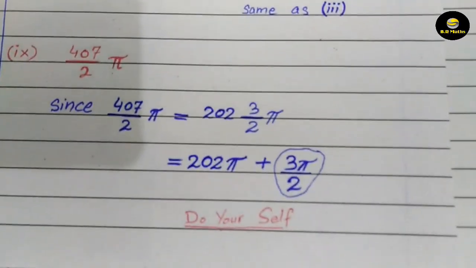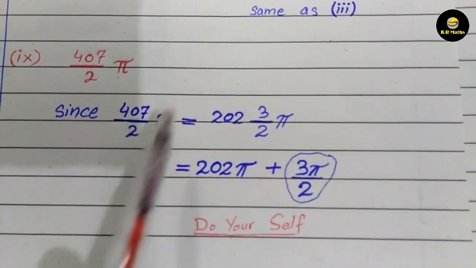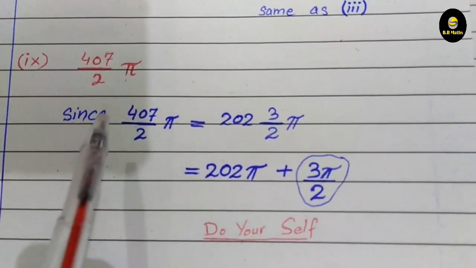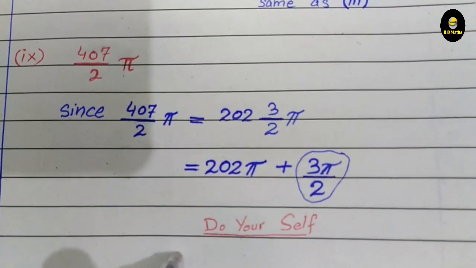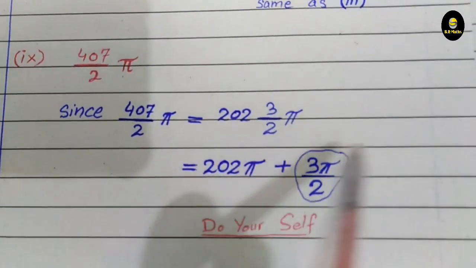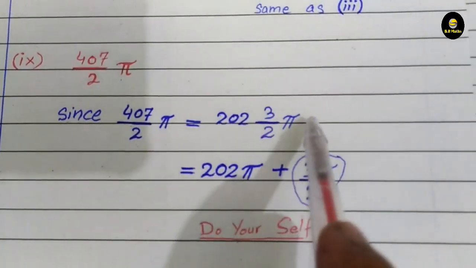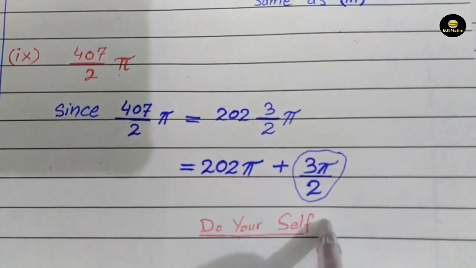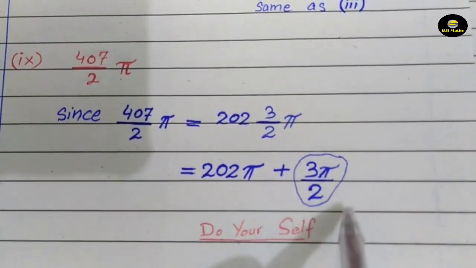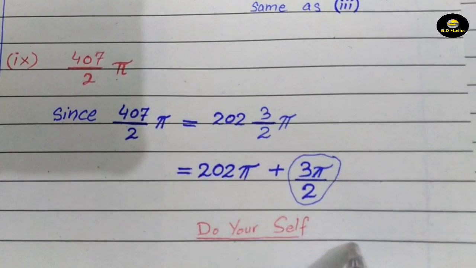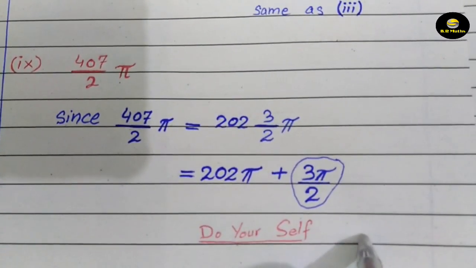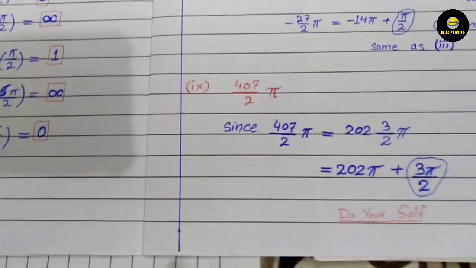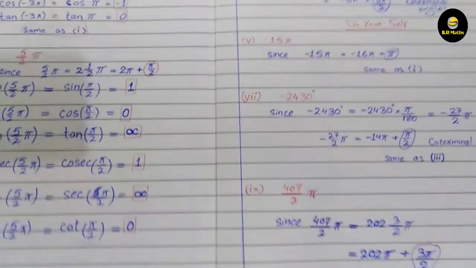And the next, similar to all my previous types of questions, 407 divided by 2 pi, which is equal to 202 pi plus 3 pi by 2. So it's 3 pi by 2, and same as part 4, you can easily find all values of 3 pi by 2. Those all sine, cos, tan, all 6 trigonometric ratios, you can calculate.